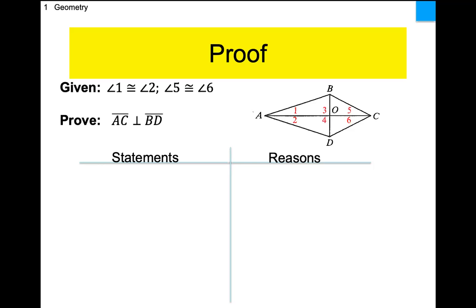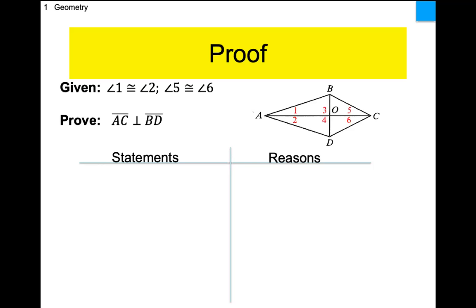Say it, somebody. Find the two triangles. We have to show that those two parts are part of two different triangles. Keep going. Show that the two triangles are congruent. And then once we show that the two triangles are congruent, we simply say CPCTC, and we're done. So let's back up.